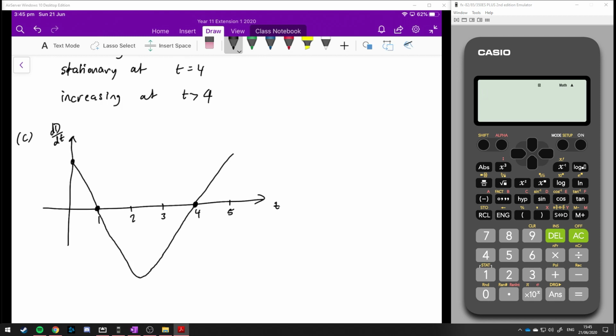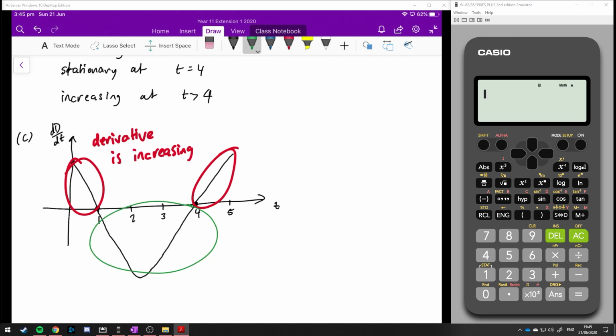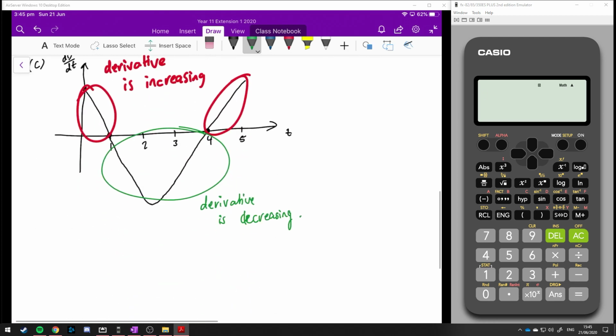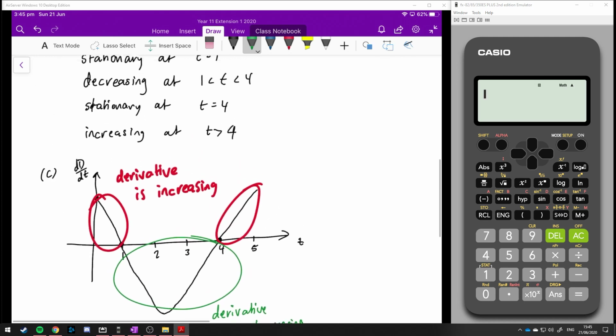So these are telling us that at this point here and this point here, our derivative is increasing, and down here, our derivative is decreasing. The gradient values are still negative down here and positive up the top, but these are giving us actual values for these things here.